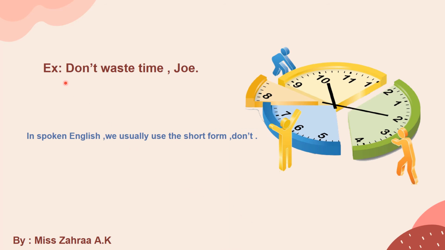The second example is about imperative in negative way. Don't waste time Joe. فلو نلاحظ don't waste time don't in contraction way، ما قلنا do not waste time وإنما don't waste time Joe. ممكن صحيحة أقول do not أو don't. After don't the base form of the verb. بعد don't هو شكل الفعل waste.